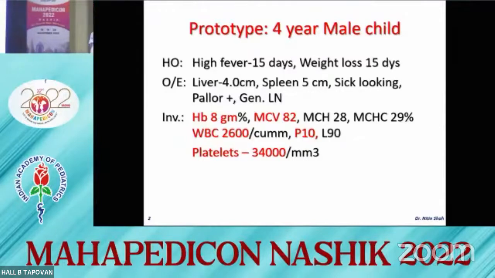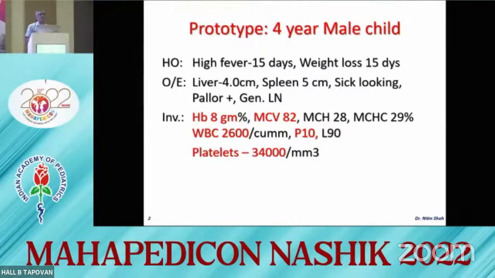So always when you have children with PO, look whether they're sick or not sick. For those of you who attended Vijay Vishwanathan's brilliant talk in the morning, he also kept on saying whether it's a sick child or not a sick child. So the child has obviously a huge liver and spleen, he's a very sick looking child, he's pale, he's got generalized lymphadenopathy, and you order a CBC and this is what the CBC comes back.